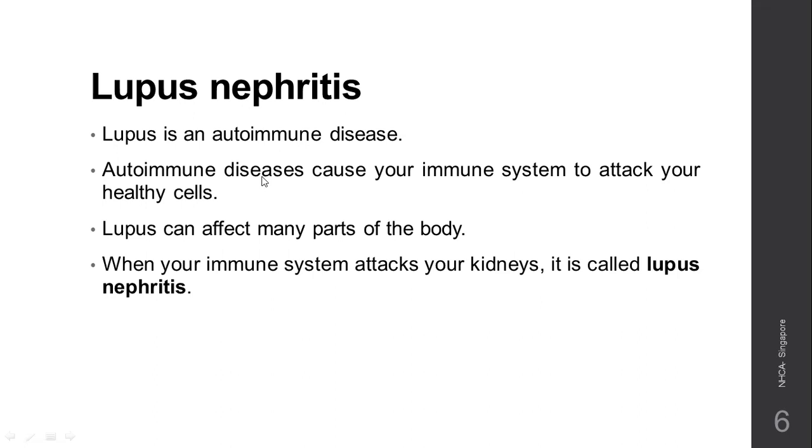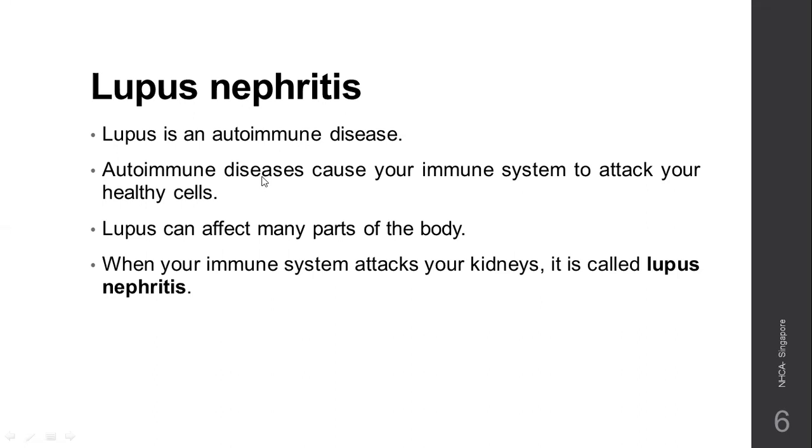Autoimmune diseases cause your immune system to attack your own healthy cells, so it can affect many parts of your body. When your immune system attacks your kidneys, it is called lupus nephritis. Okay, it's genetic. It does not spread. It's not communicable. It's just genetic. And it could be an inborn error as well.